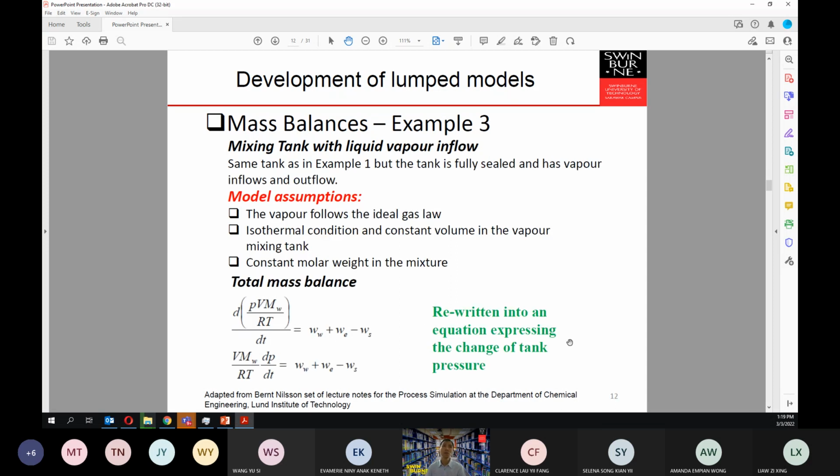Now, for example 3, the example 3 in here is the same as in example 1, but let's assume that the tank is fully sealed and has a vapor inflow and outflow. So another assumption that we have in here is that the vapor follows the ideal gas law. We have isothermal conditions and the constant volume in the vapor mixing tank and the constant molar weight in the mixture. So what we can do in here is essentially we can convert the mass into this quantity in here, because you are basically using the ideal gas law.